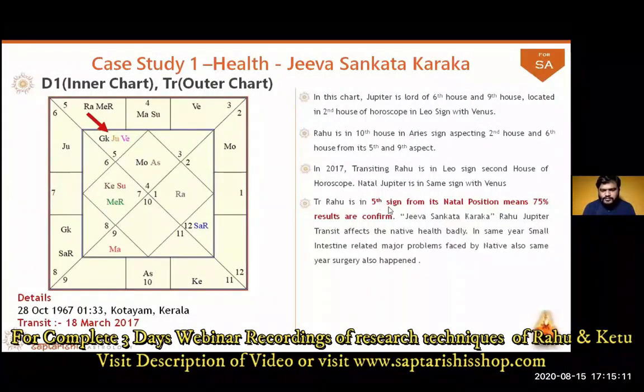Transit Rahu is in the fifth sign from its natal position. 75% results are confirmed. It means, as I mentioned in the second slide, whenever Rahu transits on the fifth, seventh, ninth and 12th positions, 75% results are confirmed. So Jeev Sankata Karaka Rahu and Jupiter transit affect the native's health badly. During 2017, this native was very badly affected in health, especially a major small intestine related problem. Also surgery happened.